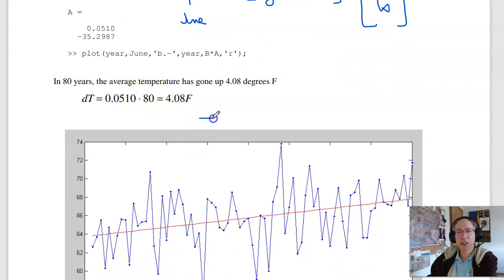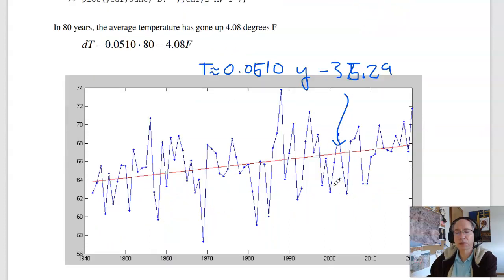So this says that the temperature is roughly 0.0510 times year minus 32.9, 35.29. That gives you the red line. With that, I can see how much Fargo has warmed up in the last 80 years. Just take the slope times time, 4 degrees. So it is getting warmer. Fargo's 4 degrees warmer on average in June since 1942.